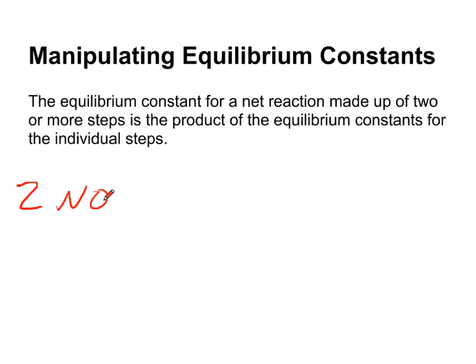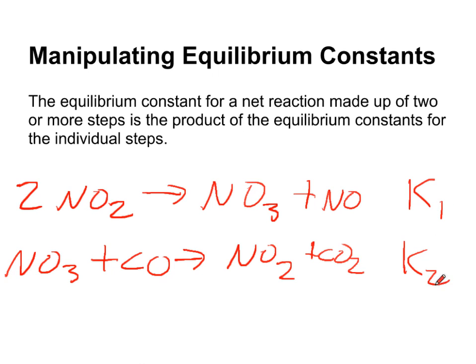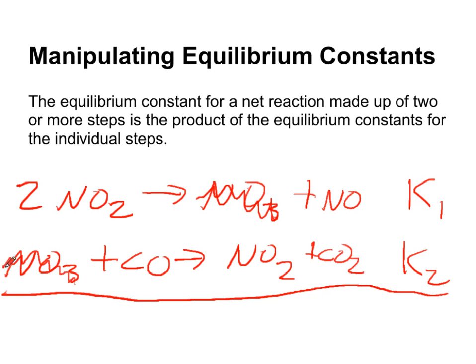We've got 2NO2 yields NO3 plus NO. And our other reaction, we'll call it NO3 plus CO yields NO2 plus CO2. We'll call this K1 and this K2. First, we're going to determine the overall reaction. Got to cancel out any intermediates like NO3. And we actually can cancel out one of the NO2s as well.